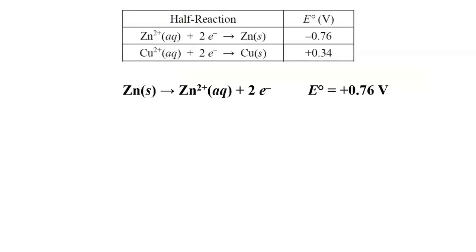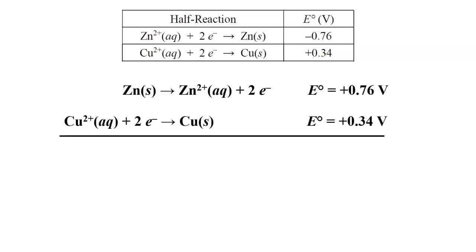I reversed the zinc half reaction, and I changed it from reduction to oxidation. The cell potential changed from negative 0.76 volts to positive 0.76 volts. I didn't change the copper half reaction, so that remains as written, with a cell potential of positive 0.34 volts. Now when I add these two half reactions together, the electrons gained in the copper half reaction are equal to the electrons lost in the oxidation half reaction, so they cancel out.